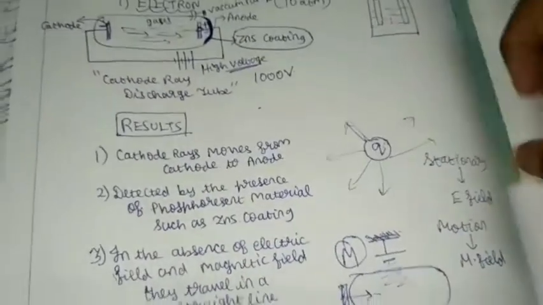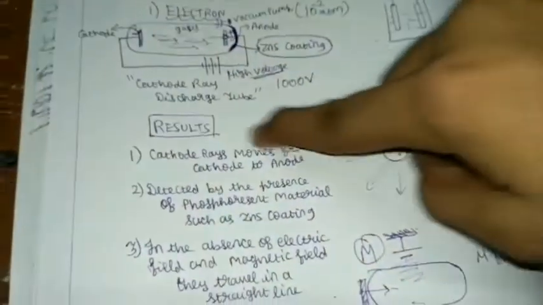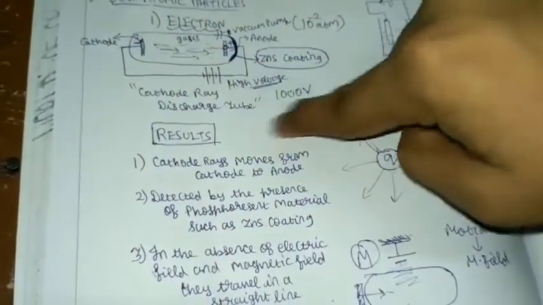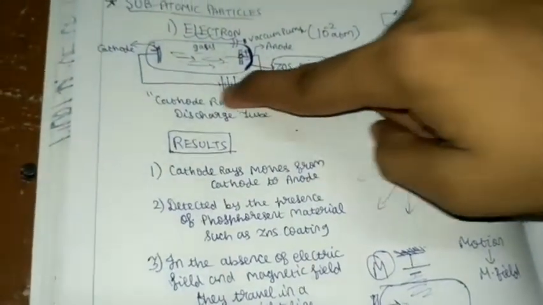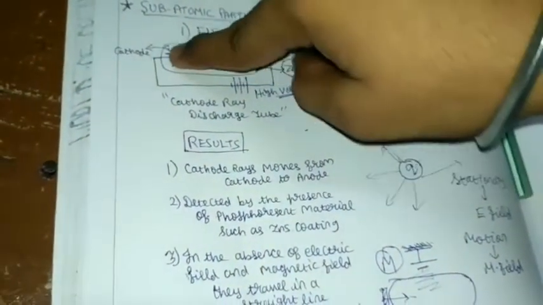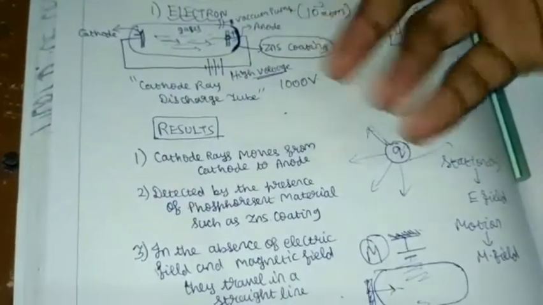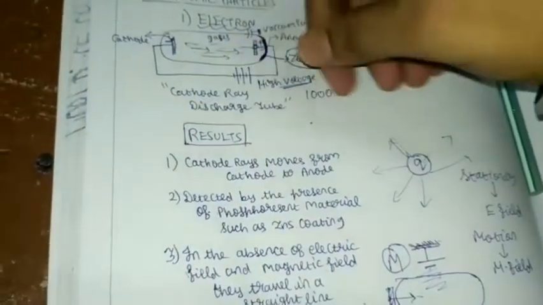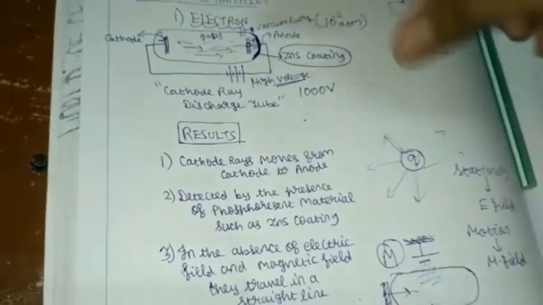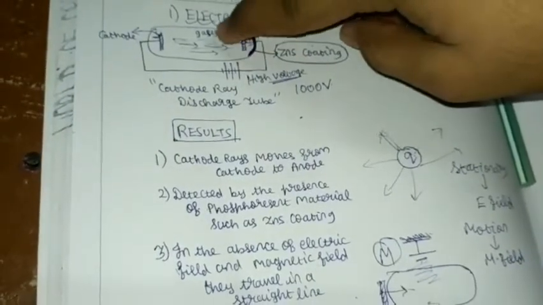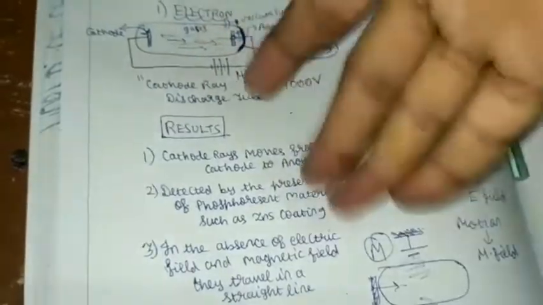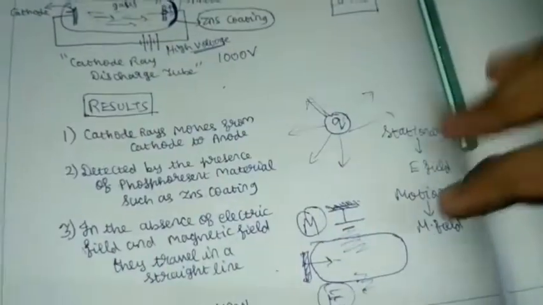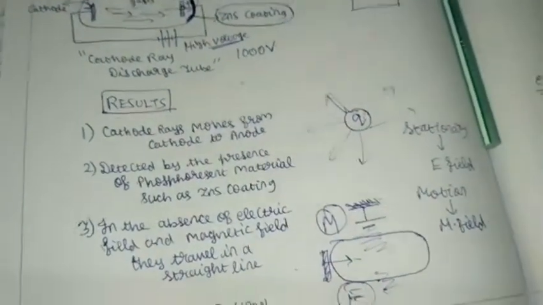So he performed the cathode ray discharge tube experiment, where at 1000 volts and 10 power minus 2 atm, that much low pressure, when it was applied, some rays emerged from the cathode to the anode. How did we know? We pierced a hole in the anode so the rays went and struck the zinc sulfide coating on the inside of the glass tube, so that a bright light glows. Thus the presence of cathode rays was confirmed.